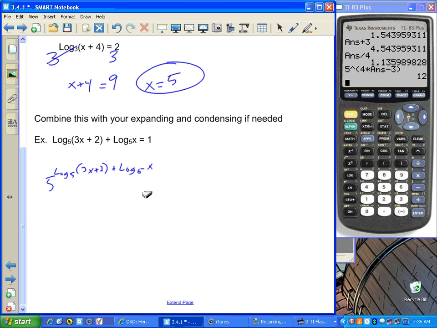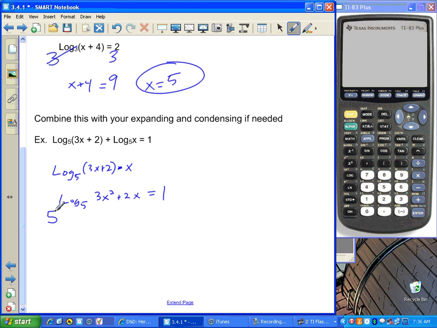So what I'm going to do first is combine my logs using my condensing rules so that I just have one log. Okay, so I'm adding, which means I'm going to be changing this to multiply. So I've got log base 5 of 3x plus 2 times x. And if I distribute the x here, I've got log base 5 of 3x squared plus 2x, and that equals 1. Now I want to exponentiate both sides.